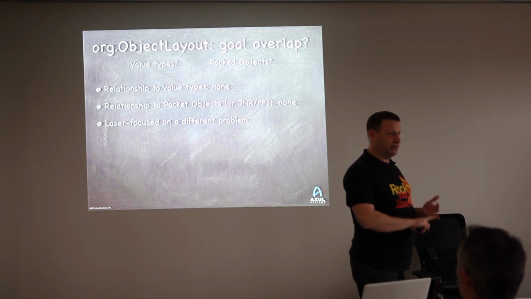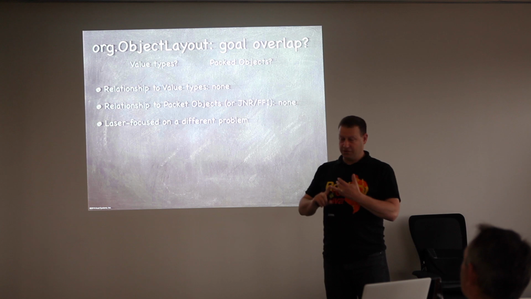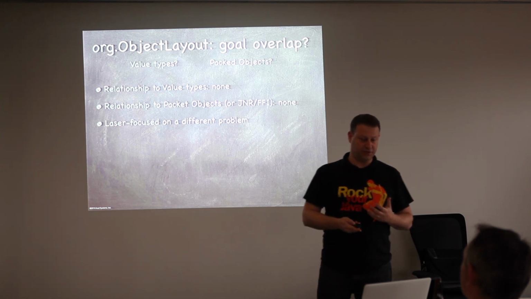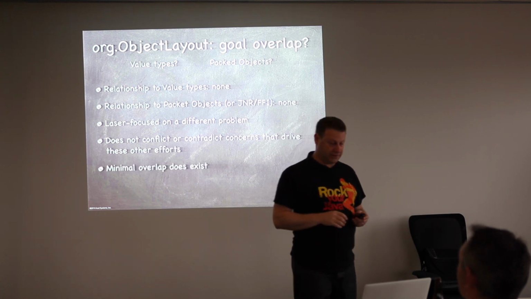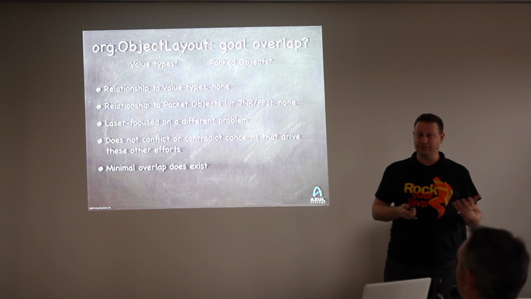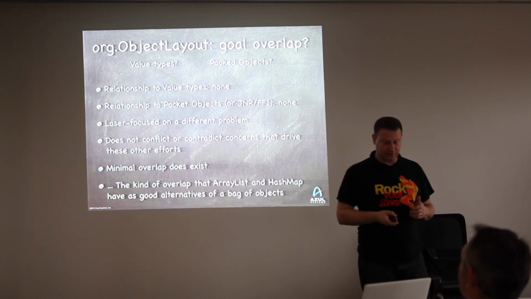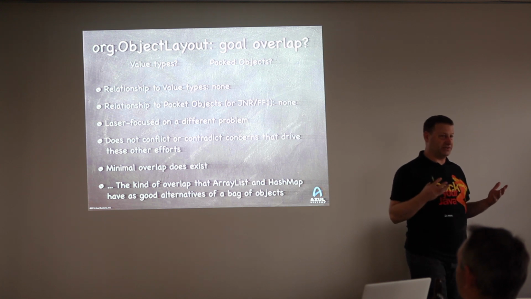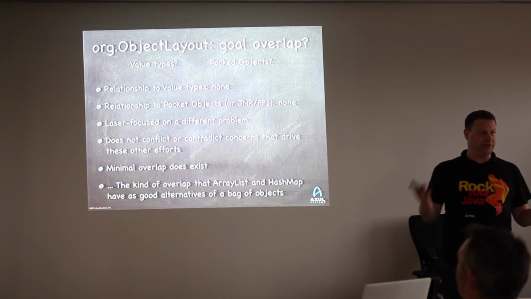Value types are not about speed for regular Java objects on the heap. Packed objects are not about speed for regular Java objects on the heap. It doesn't conflict, it doesn't contradict, it doesn't have real overlap. There is a tiny bit of overlap, but it's the same kind of overlap that array lists and hash maps have. They're both bags you can put objects in, but they both have a place in the world.